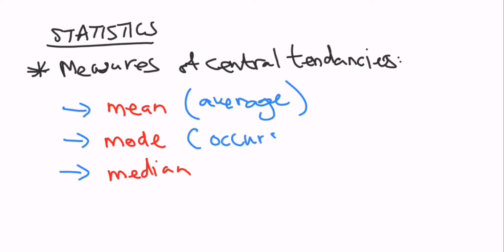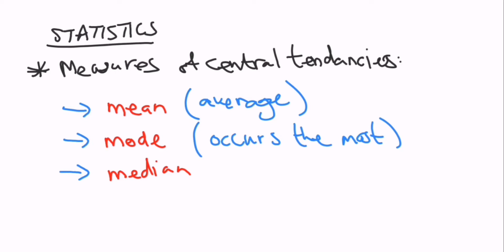Occurs the most. Okay. I also like to think of it like this, especially when we do group data. Mode will be the one with the highest frequency. The highest frequency means that it appears frequently, in fact, the most frequent.